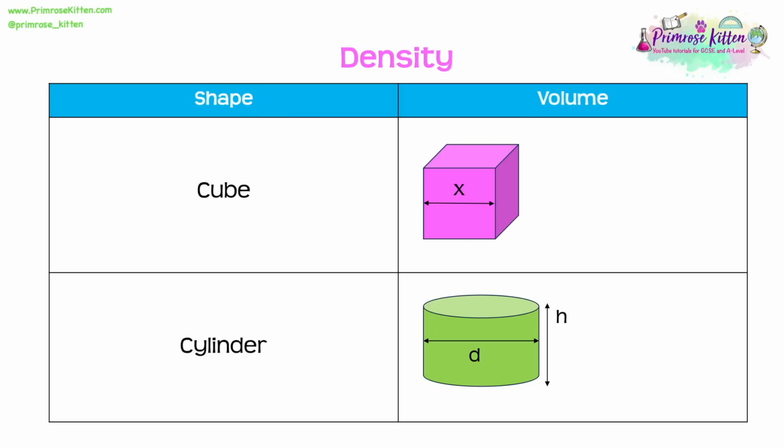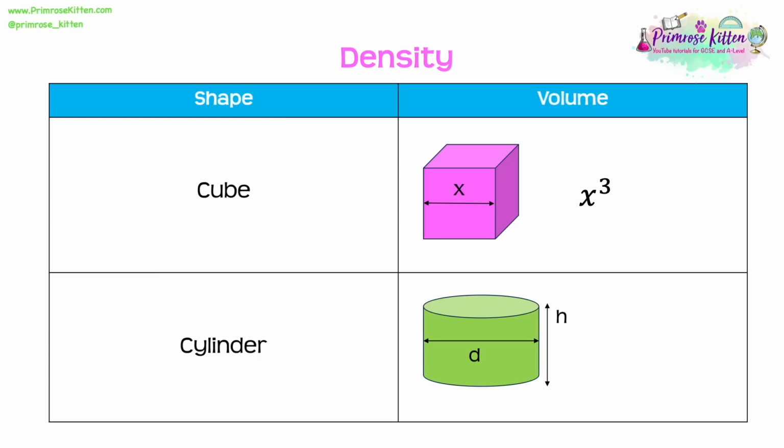So if we have a cube like we have here, we could use a ruler to measure the length of one of its sides, and we can calculate the volume by taking that length, x, and cubing it. So the volume of a cube is x cubed.